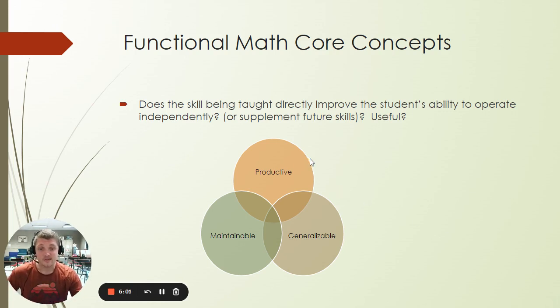So we need to look at what the student needs. Is this skill going to be productive in any way for the student now and/or after high school? Is this student going to be able to maintain what we're teaching, and is this skill going to be generalizable? These two, maintainable and generalizable, often go together. If a skill is able to be generalized to a student's real world context, and they're going to be able to use that skill in a real world context, often it's maintained because it's being used more and it's connecting in different parts of the brain.